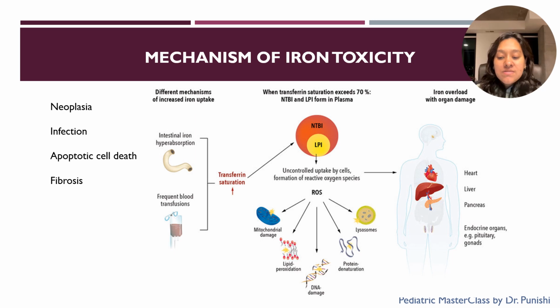So, with all of these mechanisms, iron overload leads to organelle damage, and like we saw, it predominantly affects the heart, liver, pancreas, and the other endocrine organs. So, if you look at the mechanism of iron toxicity, it can lead to neoplasms, infections, apoptotic cell death, and fibrosis.